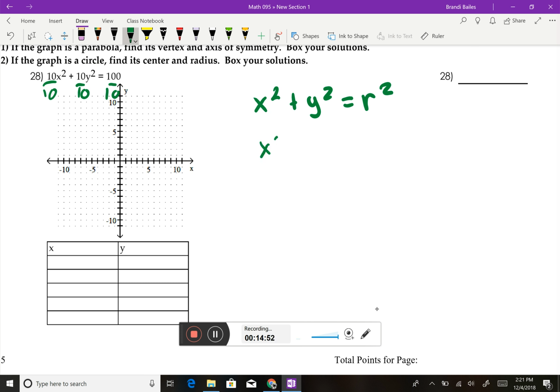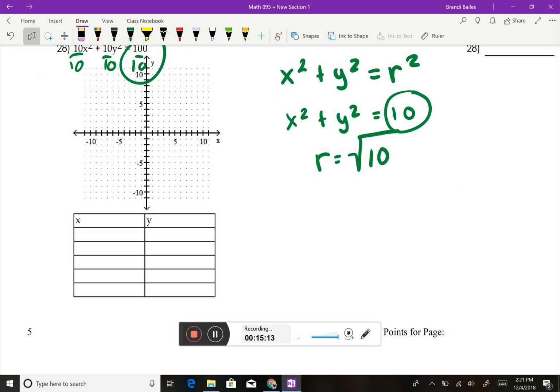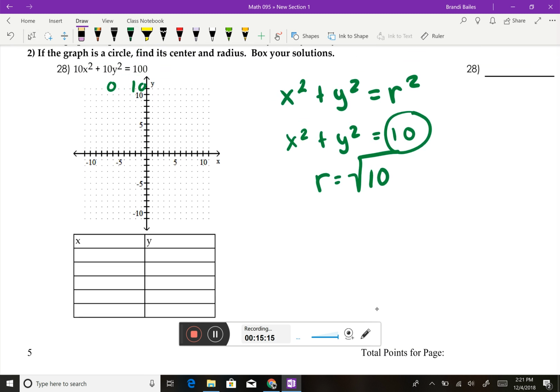So I'll have x squared plus y squared equals 100 divided by 10 is 10. That means I have a circle that's not moved around because there's no addition and subtraction happening with y and x. And my radius is the square root of 10. The square root of 10 is not a pretty number to work with, but it is what it is, so let's try it.